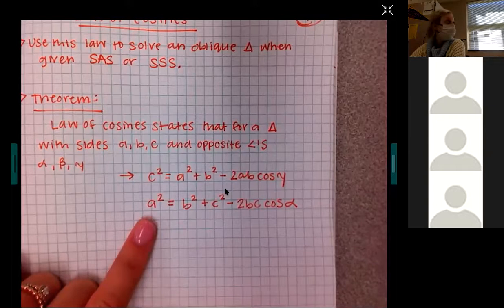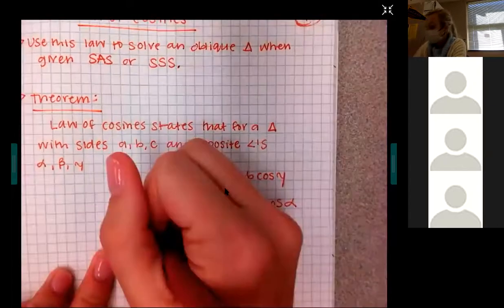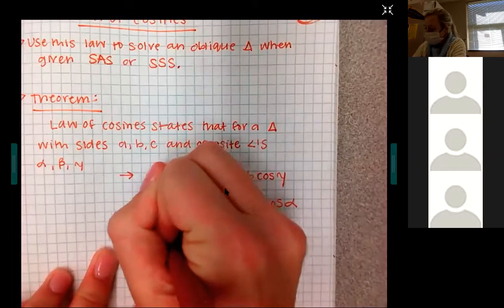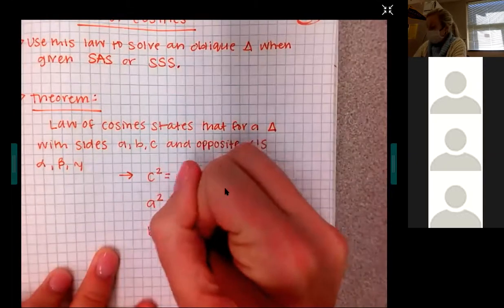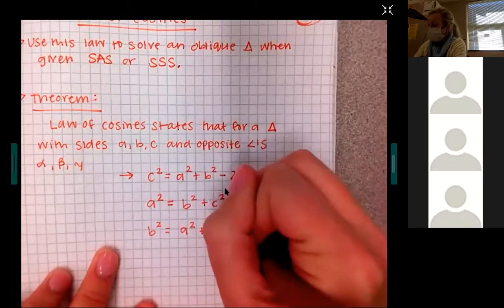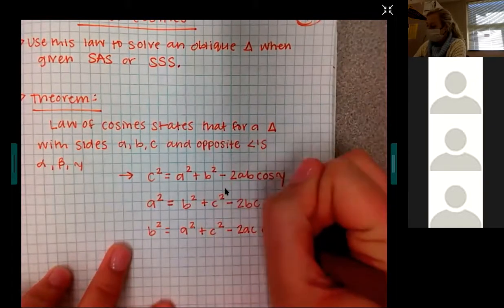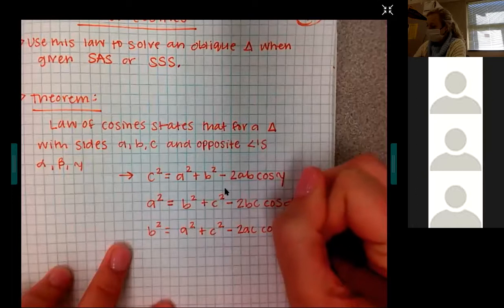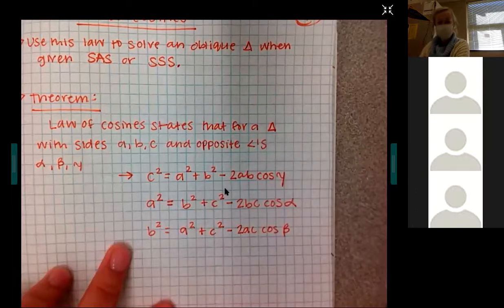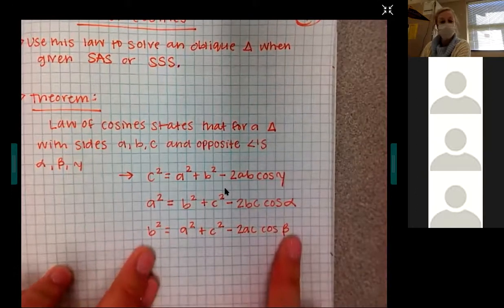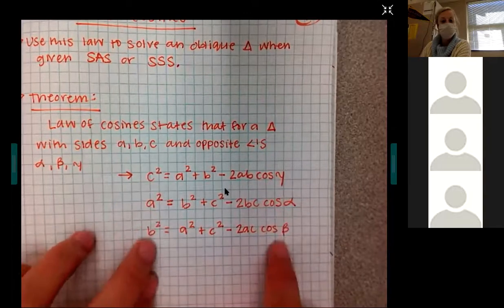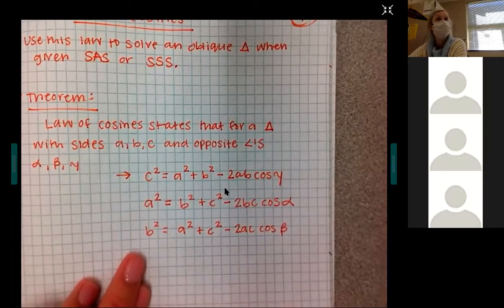All right, can you guys come up with the formula if we wanted to find B? Follow the pattern. What do you think it would be? B squared equals what? A squared plus C squared. Good. 2AC. Good. Cosine of alpha or beta, because you want B. Good though. It is just a pattern.